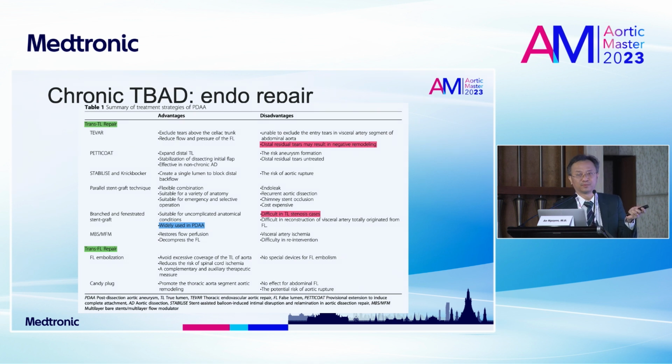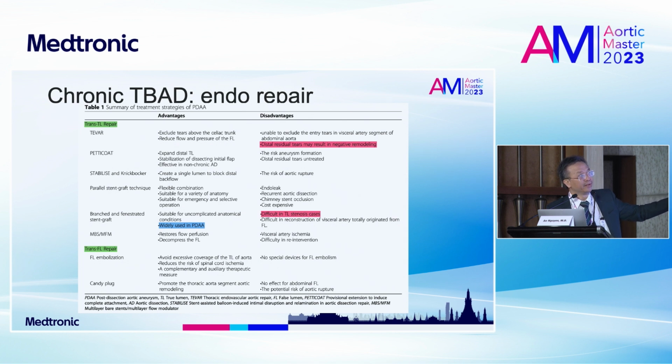One kind is through the true lumen to repair, and the other is through the false lumen to repair. There are many methods, but every method has some disadvantage. The branch and fenestrated one is used popularly. But when the true lumen is stenosed, it will hurt.